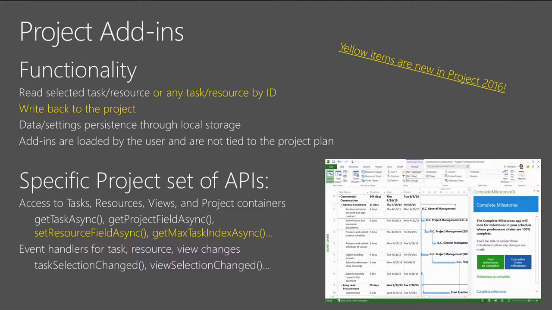So basically, you could select a task, or select a task by its ID, and figure out all the properties that were on that task, or on the resource, or at the project as a whole. With Project 2016, we now allow you to actually modify the project, so you can write back to it.